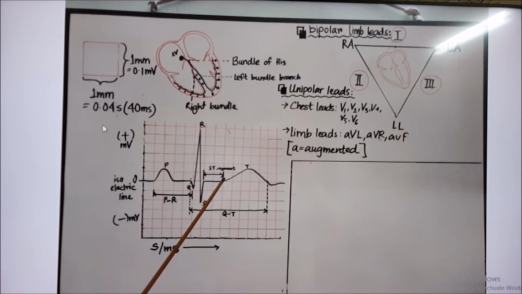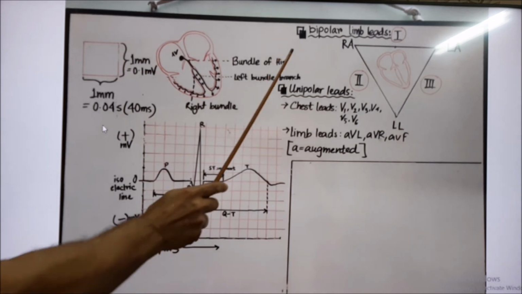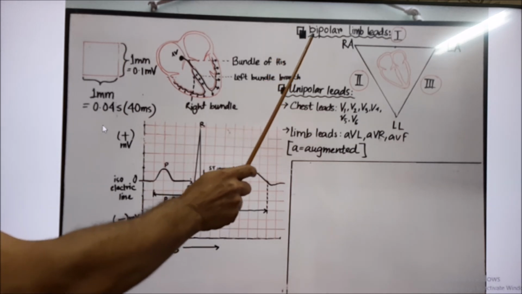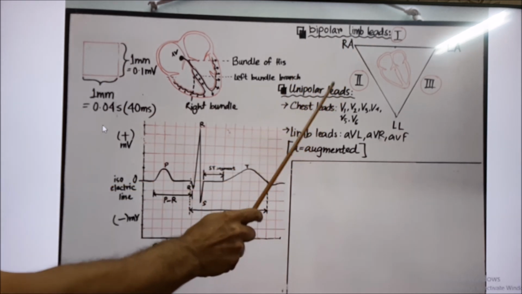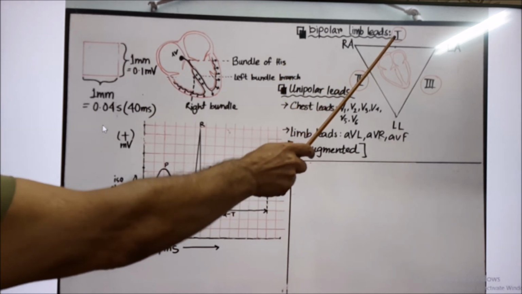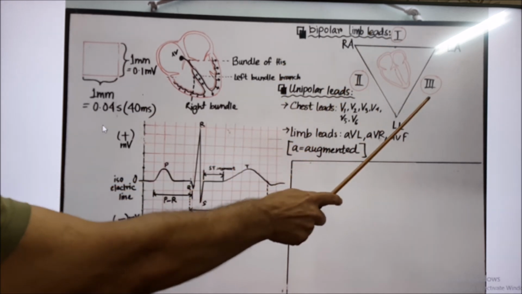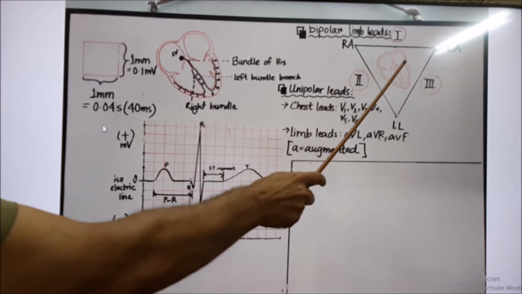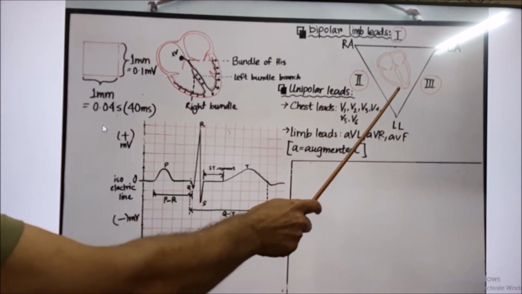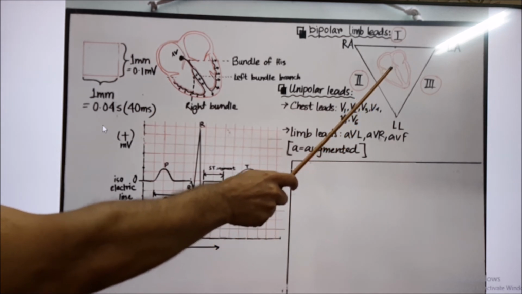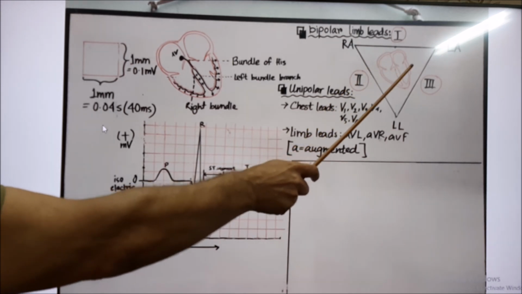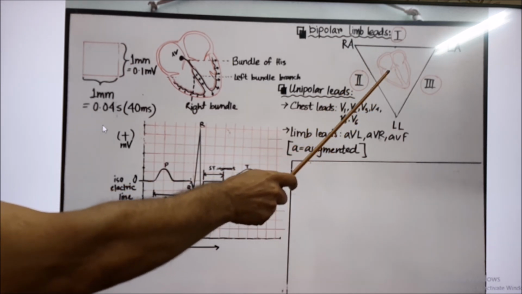Now I want to give you some other things. What are the leads that are needed to trace the ECG? Some leads are bipolar limb leads, another is unipolar leads. Bipolar leads are lead 1, lead 2, lead 3. You see, this is the heart. The heart lies at the center of an equilateral triangle. That triangle is called Einthoven's triangle.